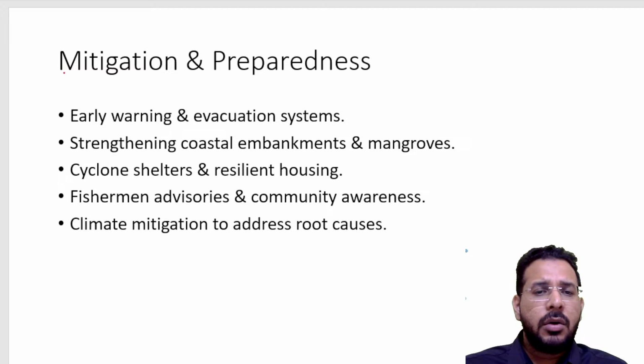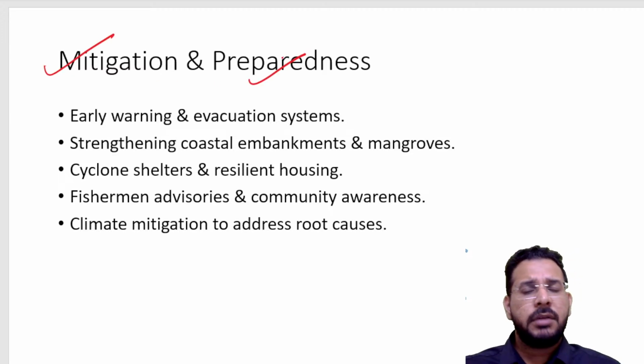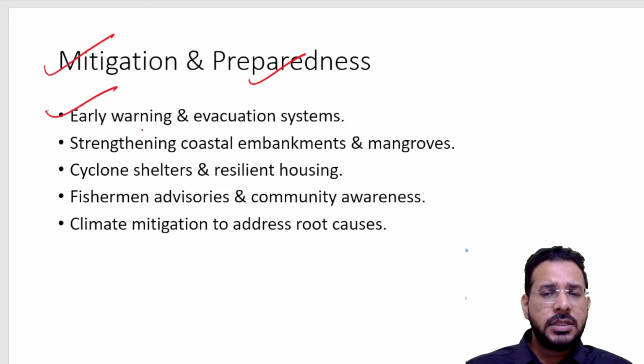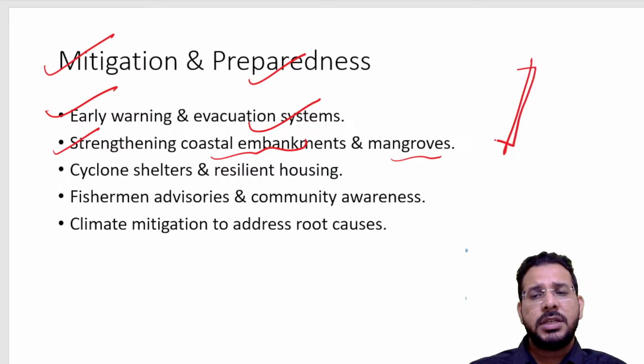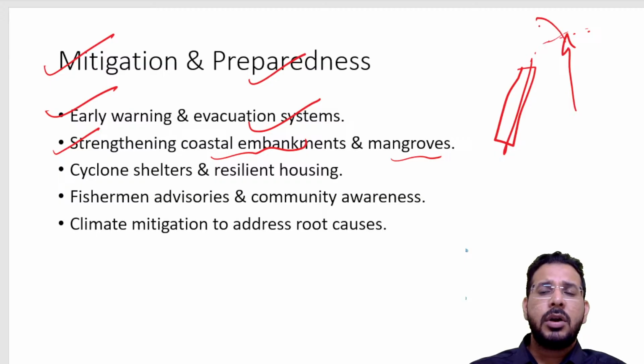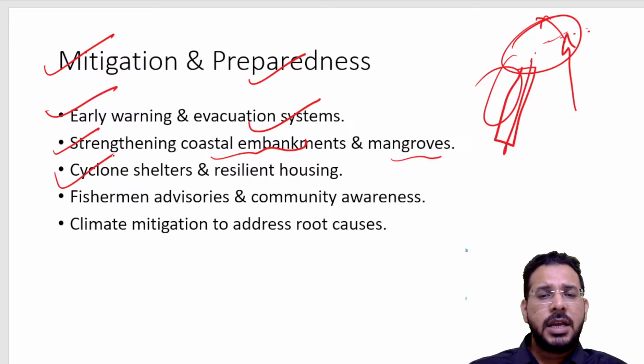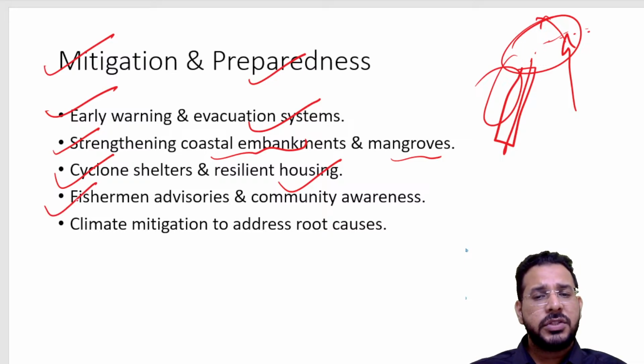So how should we mitigate and how should we prepare for these cyclones? We need early warning systems and evacuation systems on the go. We have to strengthen the coastal embankments, mangroves, etc. If we have coastal embankments, walls built, and mangrove forests, then the cyclone's intensity will be decreased by these barriers. We need cyclone shelters, resilient housing which can withstand the cyclone's impact. Then prior advisories to the fishermen and community awareness are very important.